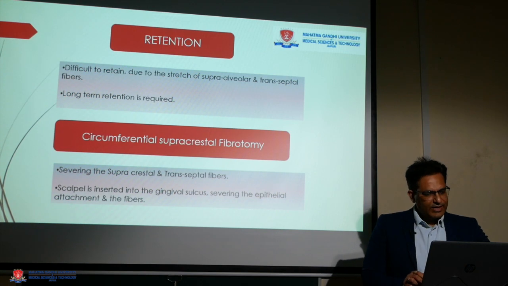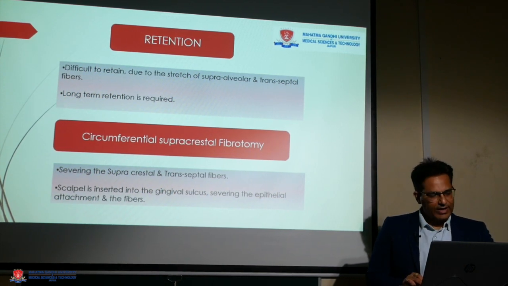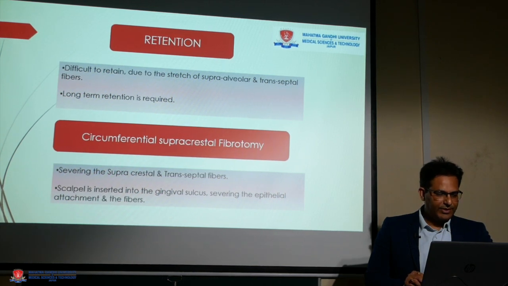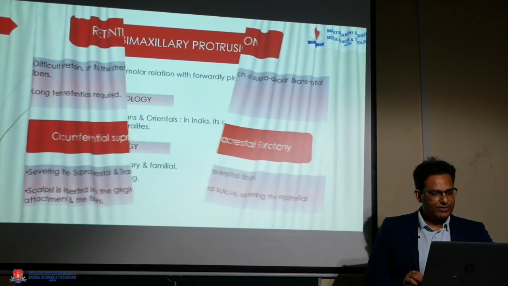Again, it's easier to correct rotations, just that it's difficult to retain. For helping with the retention of the situations, CSF, that is the circumferential supracrestal fibrotomy, will be of help, severing the supracrestal and the transseptal fibers. A scalpel is inserted into the gingival sulcus, severing the epithelial attachments and the fibers, thus favoring retention.